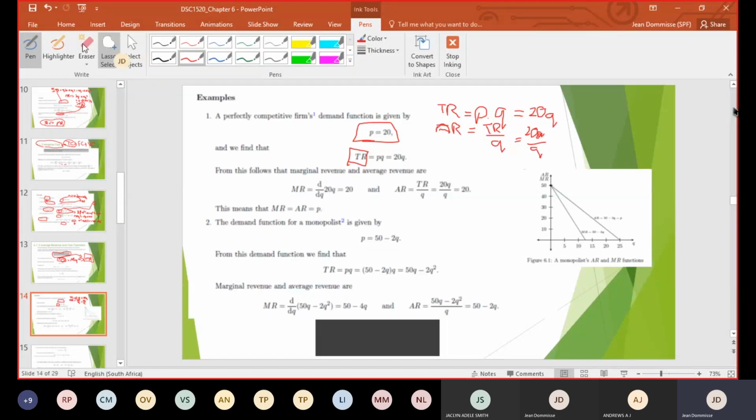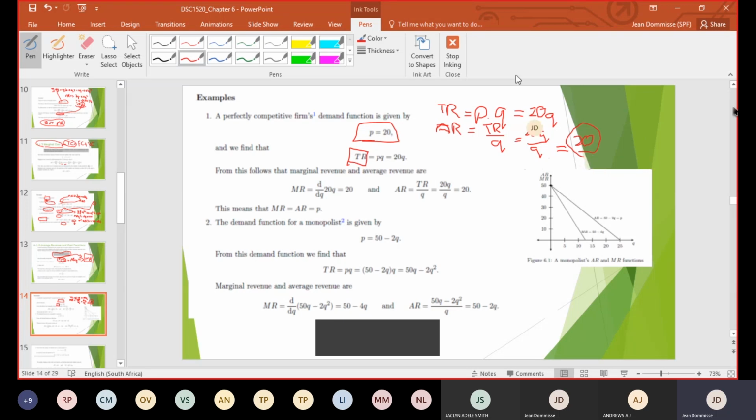Let's just do that a bit better for guys that are reading the recording later on. Okay, so your average revenue was basically 20. So that is in this instance very easy to do.